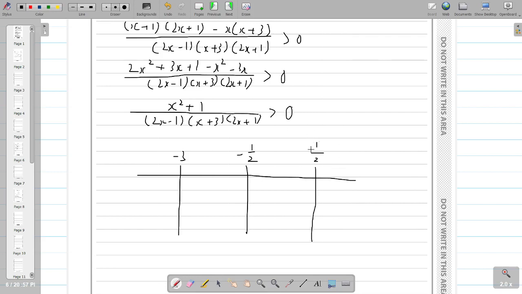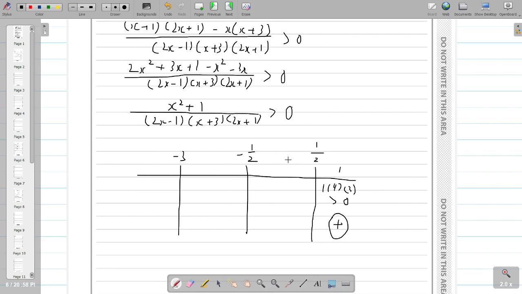So let's just test x equals 1, for instance. So we sub 1 into here, which gives us 2 times 1 minus 1, which is 1, times 2 times 2 minus 1, which is 3, times 4 times 3, which is greater than 0. Hence, this side is positive, so we're going to have a big plus sign to show that anything greater than half is positive.